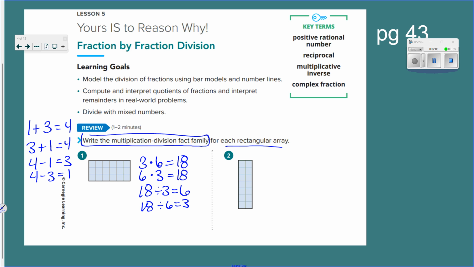Any questions about the fact family? What do they all have in common? 3, 6, and 18. Yes? Yes. All right, what about number 2?